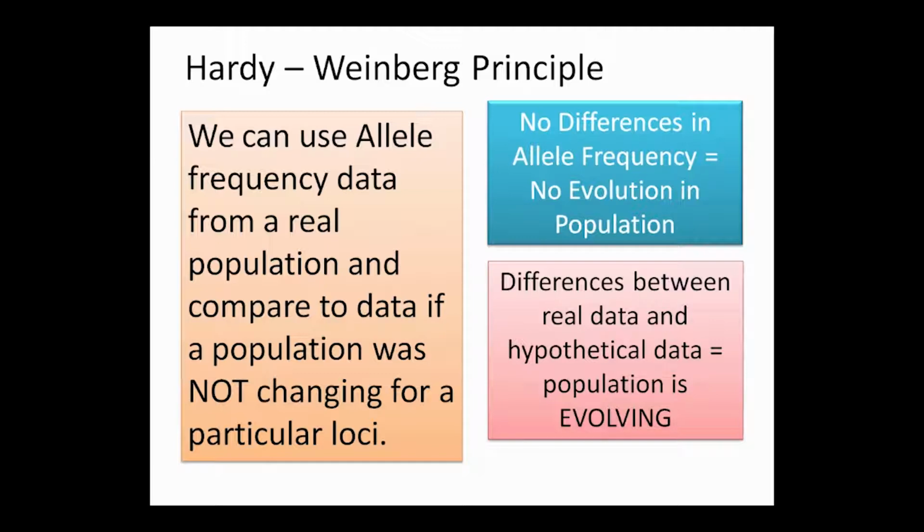So if you get different values between your real population and your hypothetical population, if there are differences between what you should expect, then the population is considered to be evolving. There are changes. And so then what you want to do is find out what is the cause of this allele frequency change. Why is this population evolving? Is there something different in the environment?